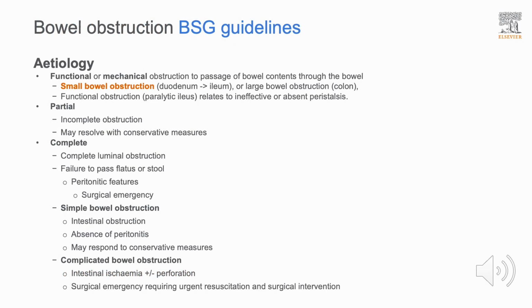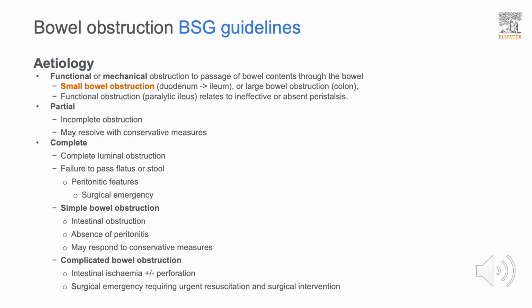A bowel obstruction describes the functional or mechanical obstruction to passage of bowel contents through the bowel. A small bowel obstruction, as seen in this case, describes an obstruction between the duodenum and the ileum, and a large bowel obstruction describes an obstruction of the colon. A functional obstruction, otherwise known as a paralytic ileus, relates to ineffective or absent peristalsis, where the lumen of the bowel is not physically obstructed. However, there is a functional obstruction of passage of bowel contents.